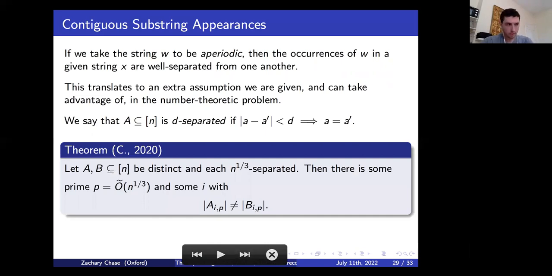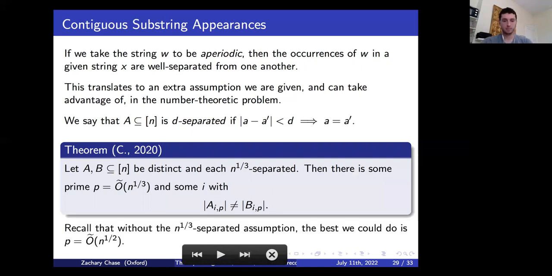So the main technical theorem we proved to get the improvement on the separating words problem to n to the 1/3 is the following. You have two distinct subsets A and B of 1 through n, and now you're also given that they're n to the 1/3 separated. You want to show that there's some prime p of size at most n to the 1/3 and some i with the number of things in A that are i mod p differing from the number of things in B that are i mod p. Recall that without the n to the 1/3 separated assumption, the best we could do is n to the 1/2.